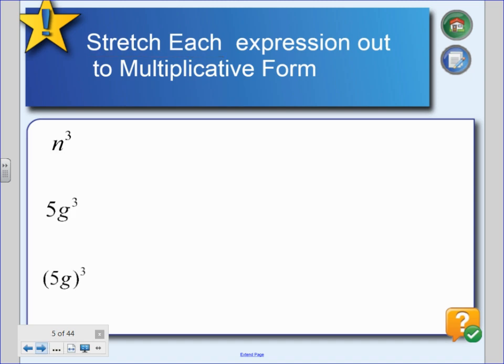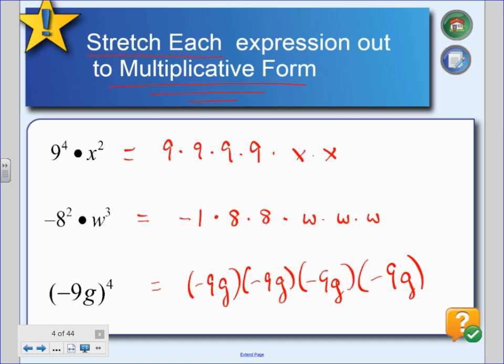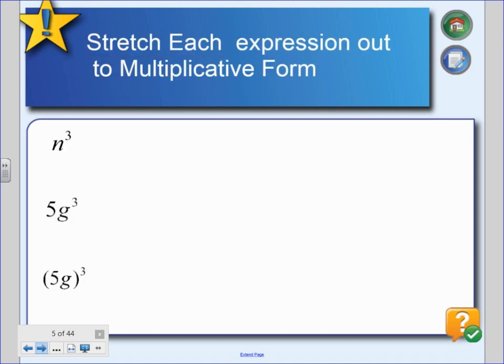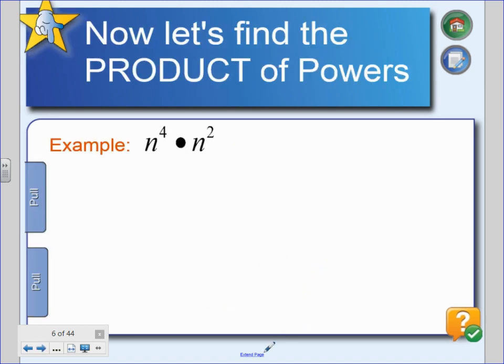Forward, onward. I'm going to skip these ones because I think we get the idea of stretching things out into multiplicative form or condensing them into exponential form, right? Let's move on to the full outcome of this lesson, which is to find the product of algebraic monomials that have powers in them. So the first example is n to the fourth times n to the second.